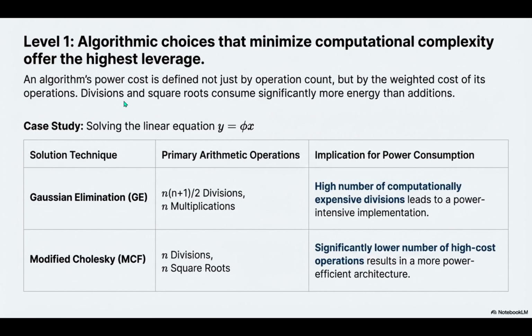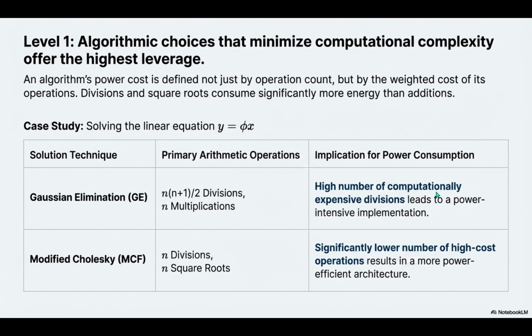They're computationally expensive. And the sources have a great case study for this, solving that linear equation, y equals phi times x. There are two very different ways to do it. Yeah. If a designer just goes with the classic method, Gaussian elimination, they end up with a huge number of divisions, specifically n times (n plus 1) over 2 divisions. And because divisions are so power hungry. You've locked yourself into a power-intensive architecture before you've even started.